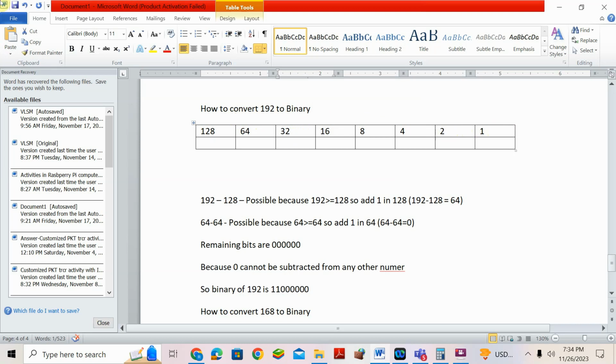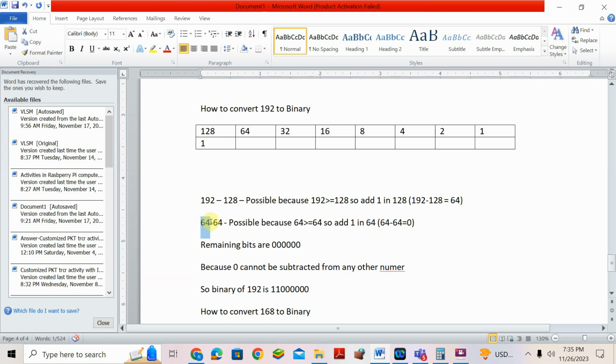Now I will subtract from 192 with every number here. First I start with 192 minus 128. Is it possible? Yes, because 192 is greater than or equal to 128. So it is possible. Whichever value you take, if subtraction is possible, put 1 here. So put 1 here. When you subtract 192 minus 128, you get 64. Now you have 64.